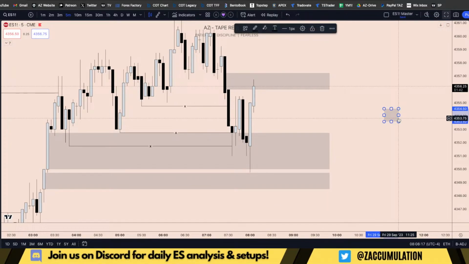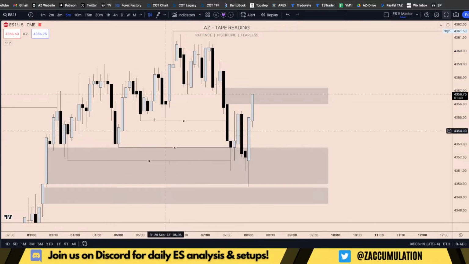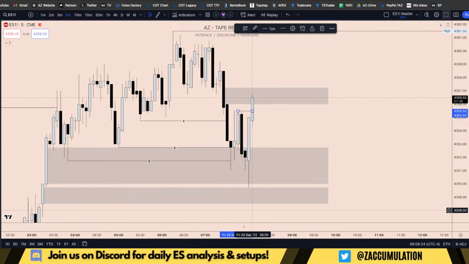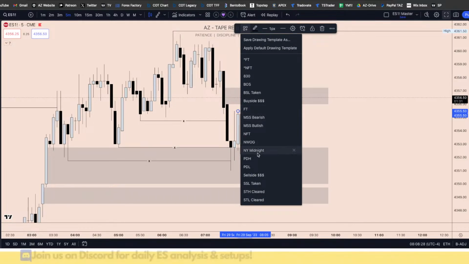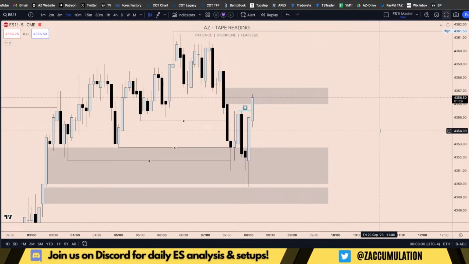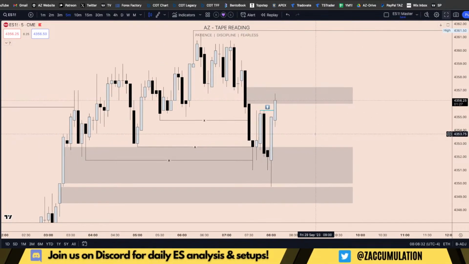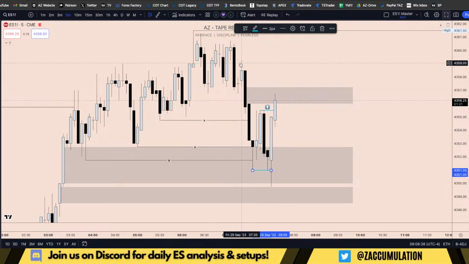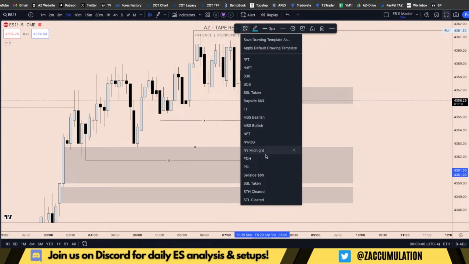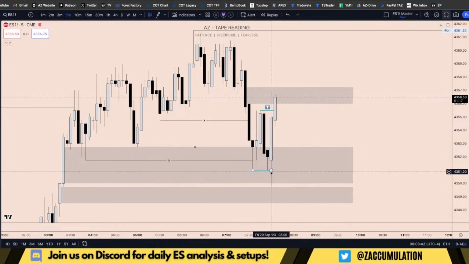Alright, so let's check these things out. We swept internal sell side. We shift market structure. Market structure shift bullish. If we close like this, we swept internal and we took equal lows one more time right here.